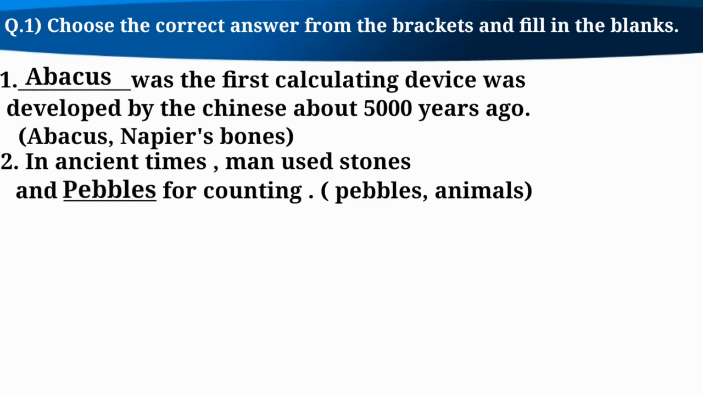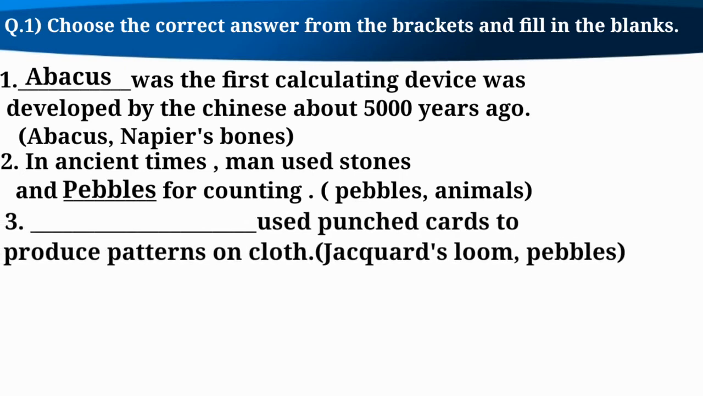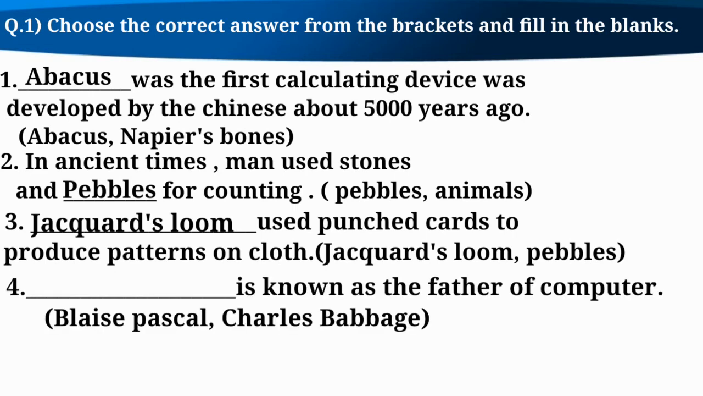Now, third question. Dash used punched cards to produce patterns on cloth. So students, what answer will come? Pebbles or Jacquard's loom? Yes, very good students. Jacquard's loom. Now, fourth question. Dash is known as the father of the computer. So students, what answer will come? Blaise Pascal or Charles Babbage? Yes, very good students. Charles Babbage.